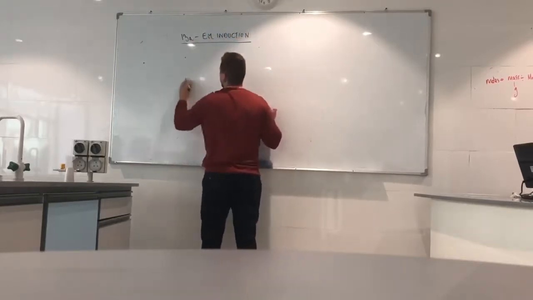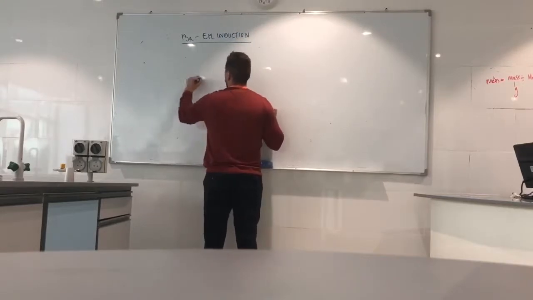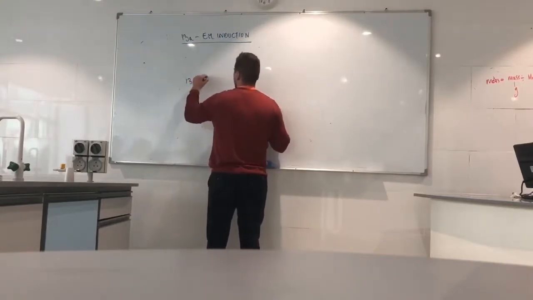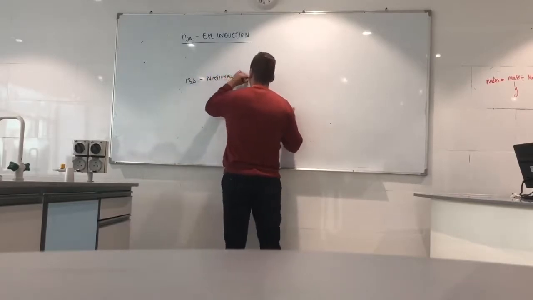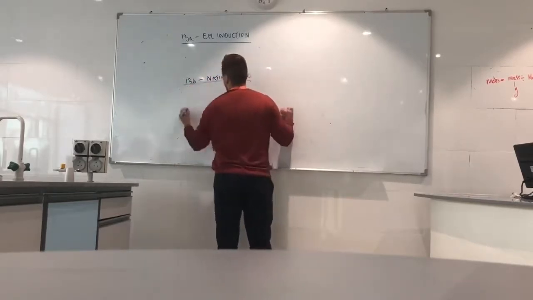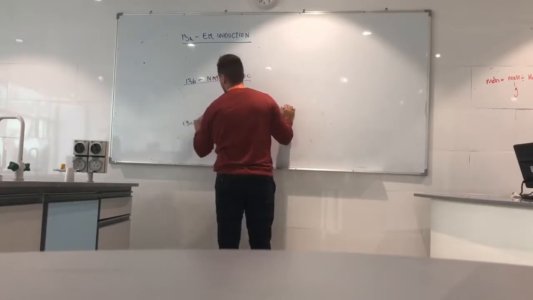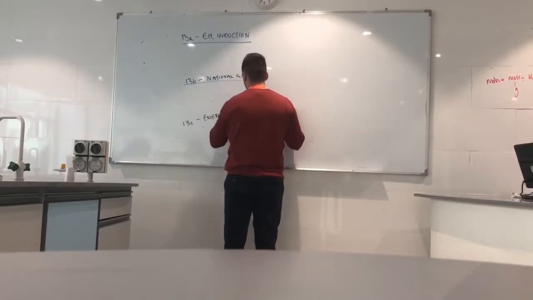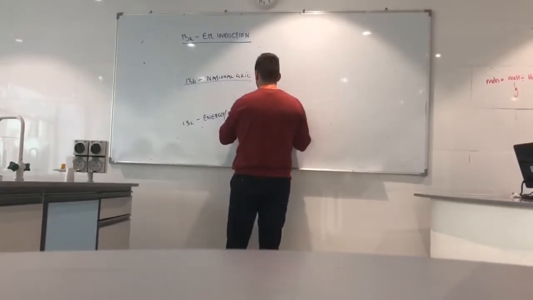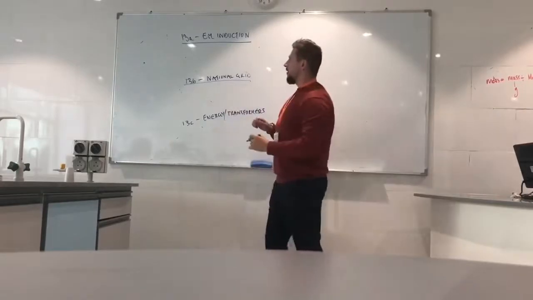13A is EM induction. 13B is national grid. And 13C is energy and transformer. Okay.